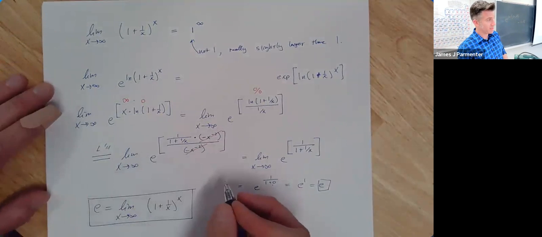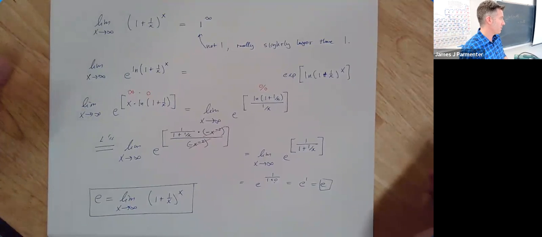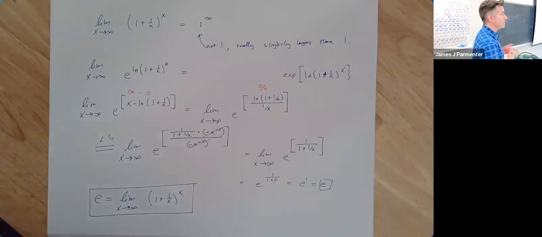Which kind of looks like the compound interest formula if I lent you $1 and charged you 100% interest and changed the number of times I was compounding it to more and more and more. This is actually the continuous compounding interest formula.